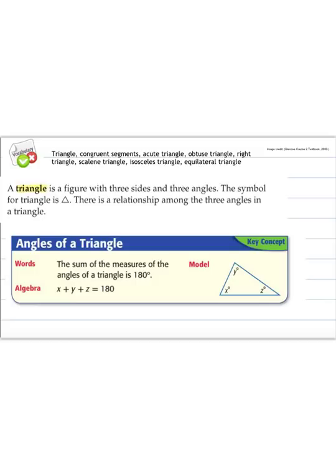And we use this symbol here to show triangle. And there's a relationship among the 3 angles in a triangle. In this box here, it tells us the angles of a triangle all add up to be 180 degrees. So if we added whatever x was plus y plus z, they would all equal 180 every time.